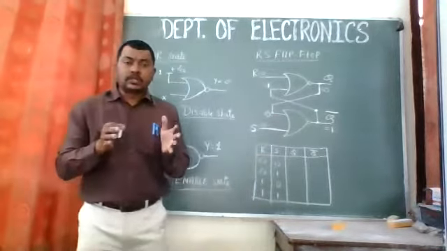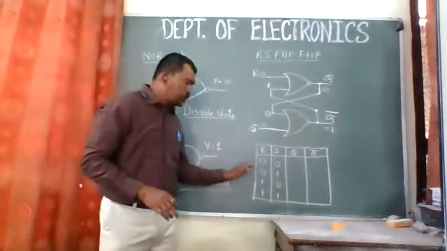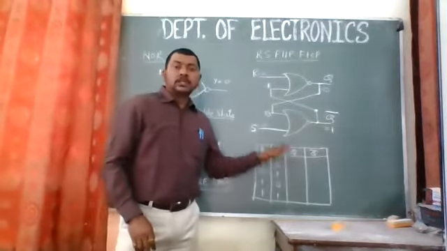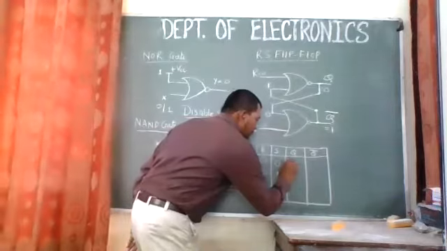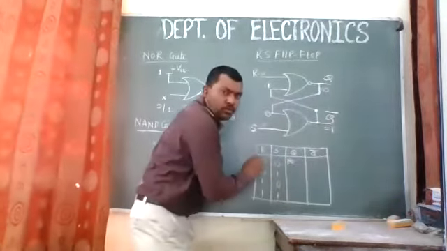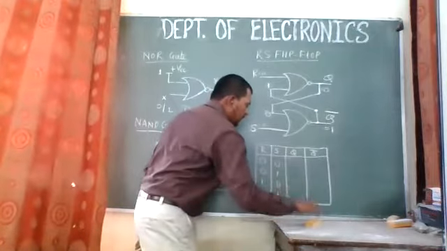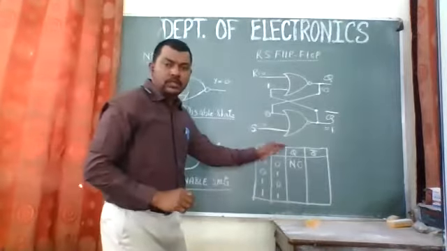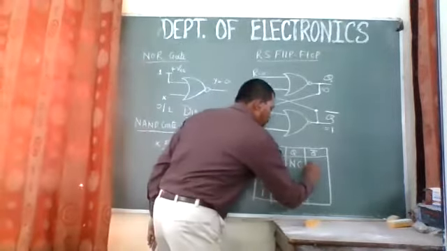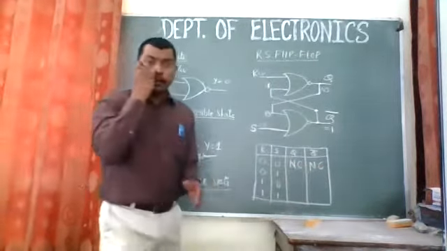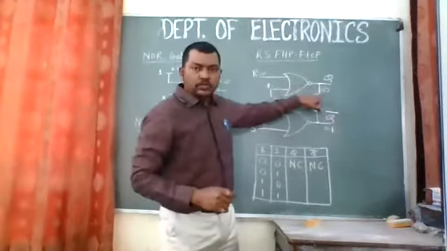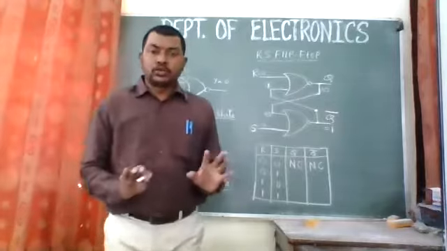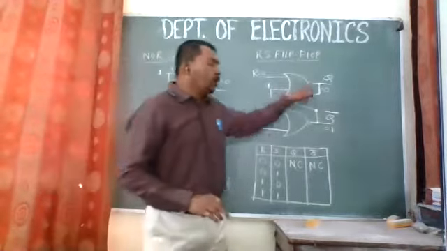So it shows that whenever we apply this first condition, putting R and S both equal to 0, the output has no change. I will just write NC. NC means no change, right? So Q is no change, and Q bar is also no change. Both will remain opposite. As you are able to see, when Q equal to 0, Q bar equal to 1, and when Q bar equal to 0, Q becomes 1. So they are opposite to each other, and therefore they are named Q and Q bar.